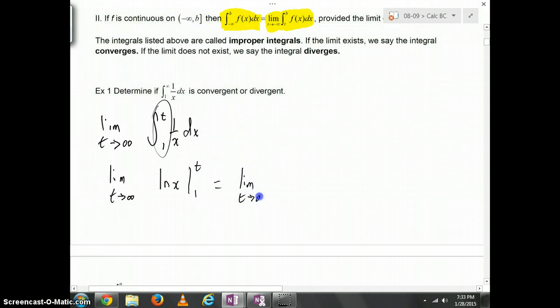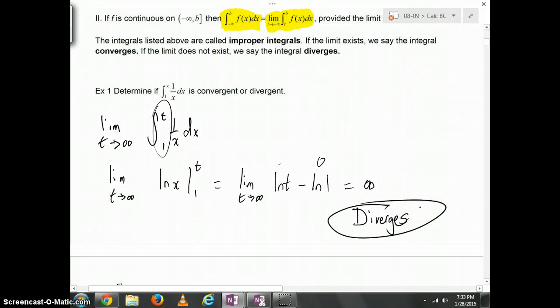We'll say the limit as t approaches infinity of the natural log of t minus the natural log of 1. Now we all know the natural log of 1 is 0. That being said, the limit as t goes to infinity of the natural log of t will equal infinity itself. So really this integral will diverge, or we can say it diverges. So very often that's what we'll be doing, is just indicating, will our integral diverge, and if it converges, make a statement as to what it converges to.